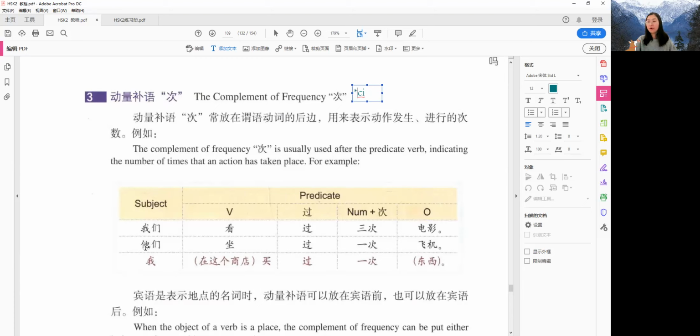The second example, 他们, they, right? 他们坐过一次飞机。飞机 is the plane, yes. So 一次 once. 坐飞机, same as 坐汽车, right? 坐火车, 坐车, 坐飞机, to sit on a transportation.